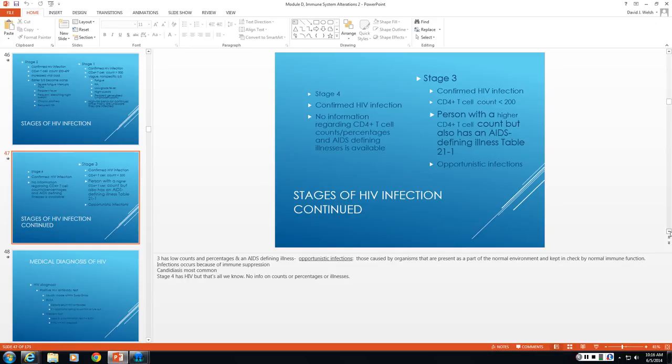Now, stage 4, of course, you're going to have confirmed HIV infection. There's no information regarding the CD4 or T cell counts, usually because they're so low. And also, there's really not any information on percentages or illnesses by the AIDS-defining illnesses as you see on table 21.1.